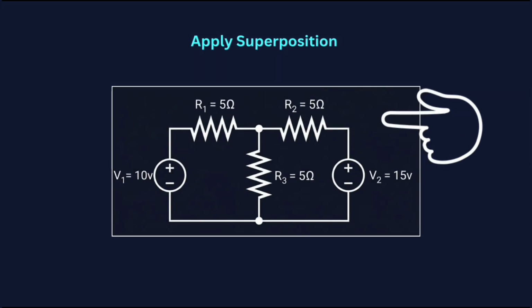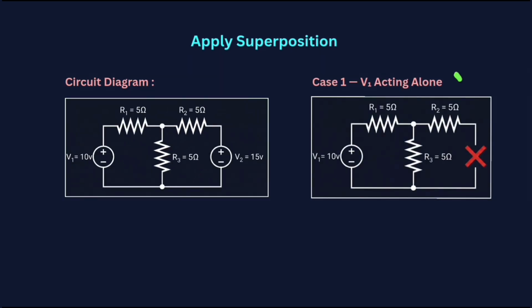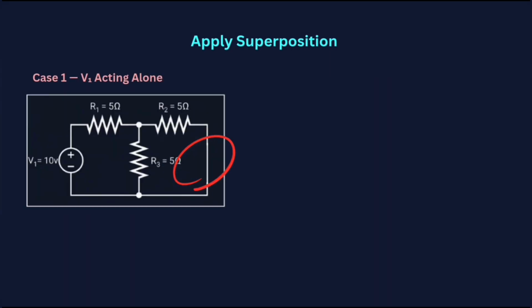Now, let us apply superposition to this particular circuit. We have V1 as 10 volts and V2 as 15 volts. R1, R2, R3 are equal, which is nothing but 5 ohms. We want the current through R3, taking downward as the reference direction. Consider case 1 where V1 is acting alone. First keep V1 equal to 10 volts active and deactivate V2. Since V2 is an ideal voltage source, replace it with a short circuit.